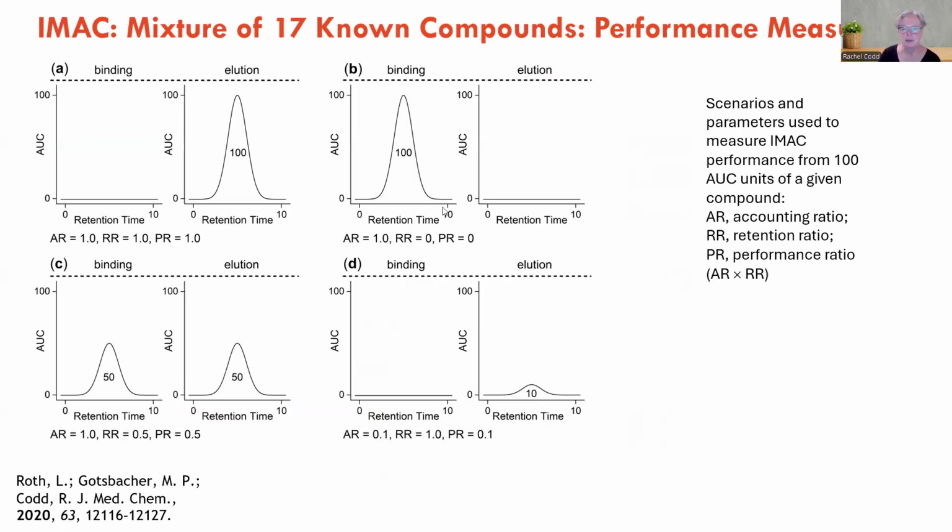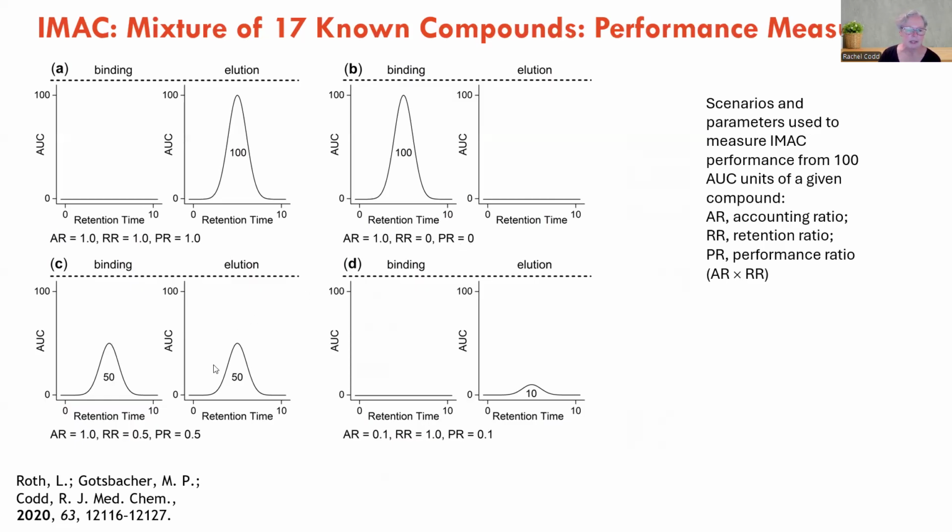If we go to the other extreme, and this is an undesirable situation, then what happens is when we try binding the compound to the resin, none of it binds, right? So it all just falls through. And although the accounting ratio is 1 because we've accounted for all of the 100 units of the compound, the retention ratio was 0. There was none that was bound upon elution. And so the performance ratio then becomes 0.